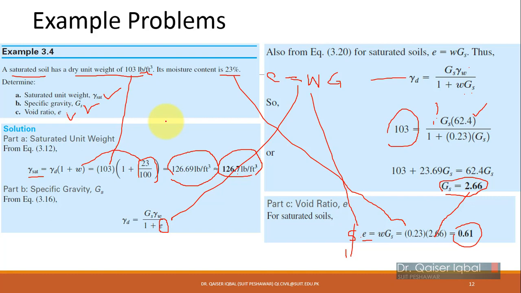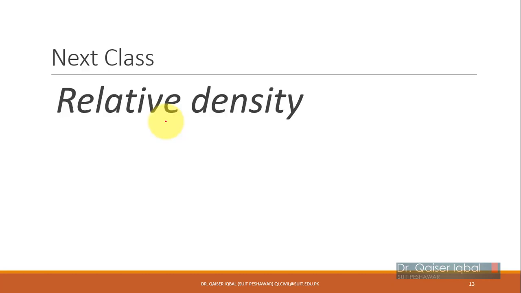Hopefully, still, if you have any questions and queries when we are in the live session, please do ask, because in the next class we will be moving to the next topic, which is the relative density of granular materials, which is also a very important topic.